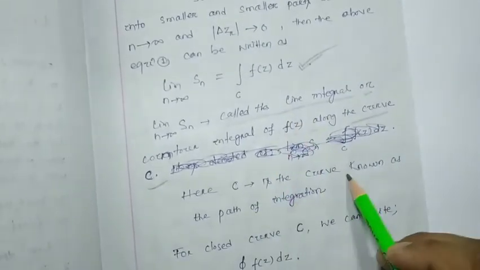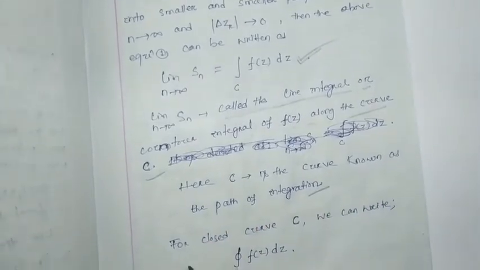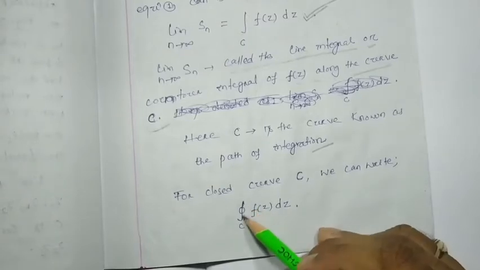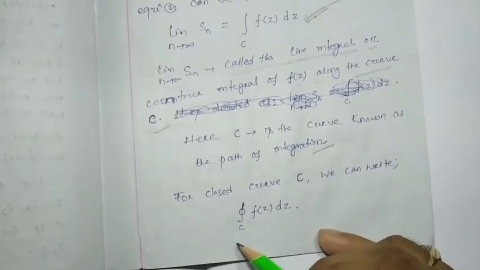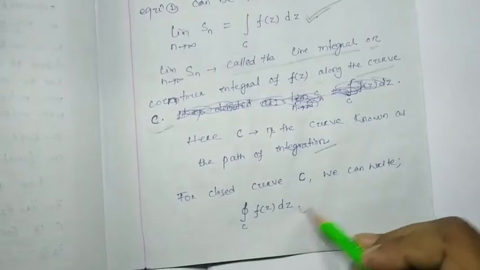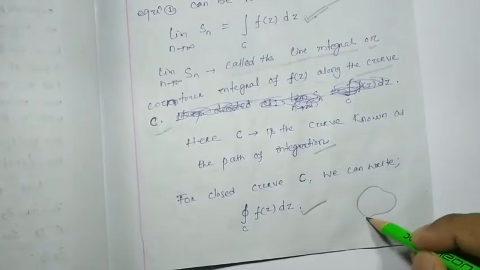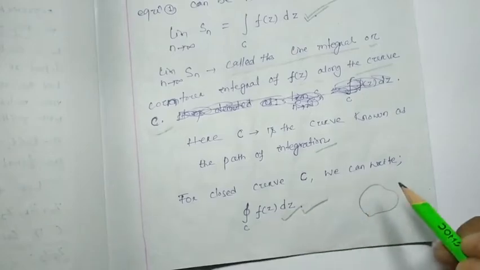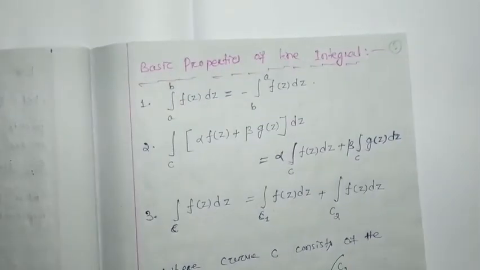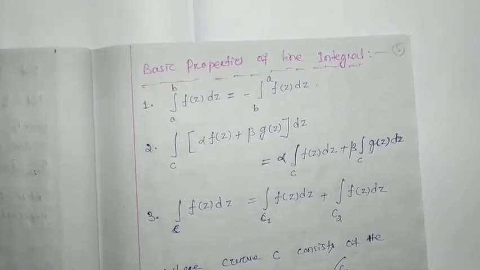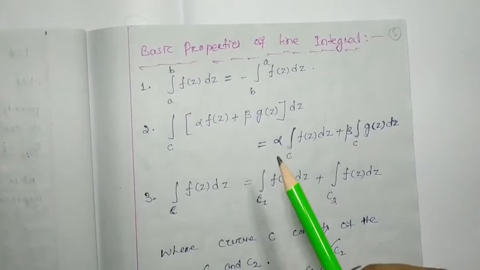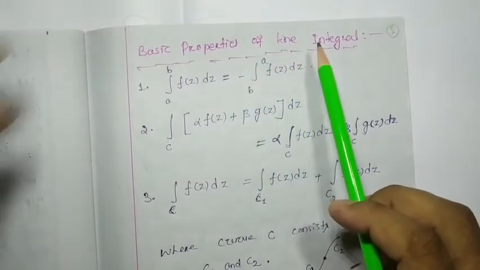Here C is the curve, known as the path of integration. For a closed curve we can write it like this: integration with this symbol for a closed curve, f(z) dz. Suppose the curve is closed, then it will be represented by this one. Then we have to go for the basic properties of line integrals.